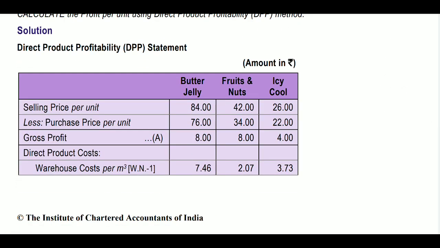Direct product profitability, DPP statement. So selling price minus purchase price, GP, we already calculated. Next, for that we will take the direct product cost. First we will take the warehouse cost. How did we calculate the warehouse cost? They provided the time, 1 month, 1.5 months, and 1.5. For that we will multiply with the cost per month. What is the cost per month?